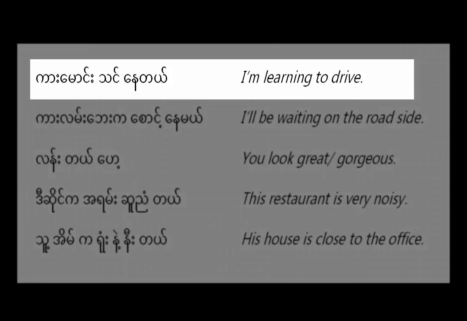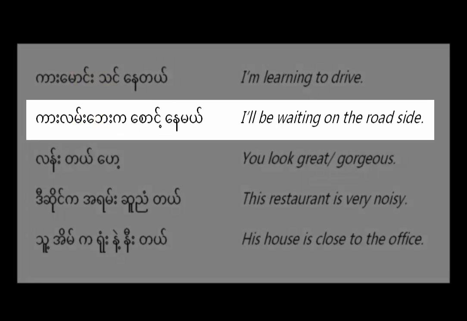In the first sentence, we have 2 words with the nasal sounds. The first one is maung in ka maung, meaning drive. And the next one is tin, which means to learn. And in the second sentence, there are 2 words with different nasal sounds. The first one is lan in ka lan be, which means the roadside. It is in the high tone. And the next one is saung, meaning to wait, creaky tone.